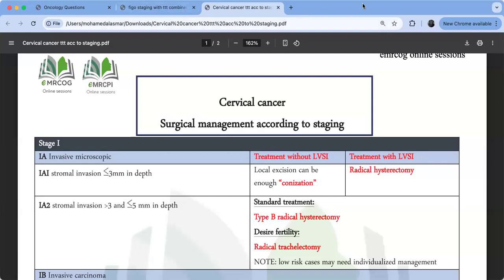In cervical cancer, my friends, there is the modified FIGO classification. It was 2018, and then it was modified and published in 2021. For us, it came as a TUG article, okay? So let's see what the changes are, and what are the things to take care of when you are revising cervical cancer.